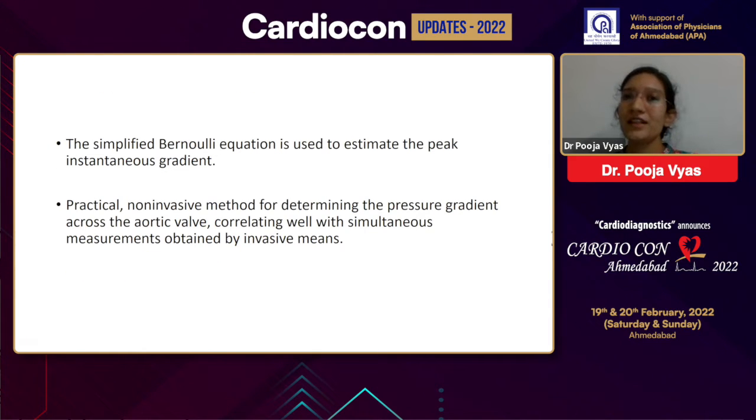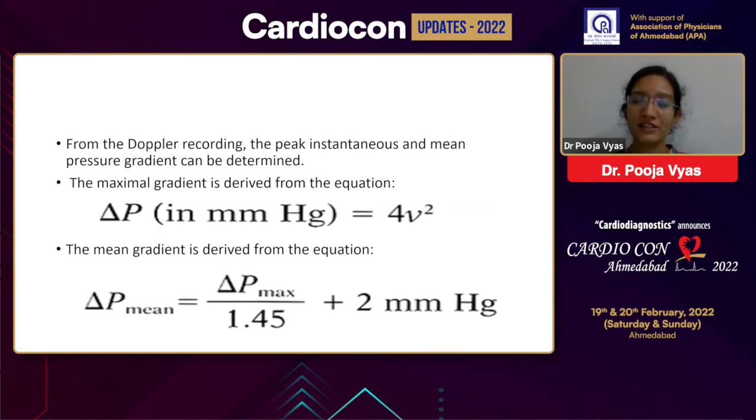Simplified Bernoulli equation is used to estimate the peak gradient, and this equation is a proven practical and non-invasive method for determining the pressure gradient across the aortic valve, and it correlates very well with the invasive pressures and gradients. So from the Doppler recording, by using the equation P equal to 4V square, here the velocity is taken in meter per second, and we can get the maximum pressure gradient across the stenotic valve.